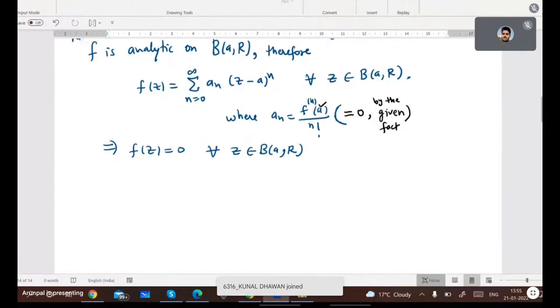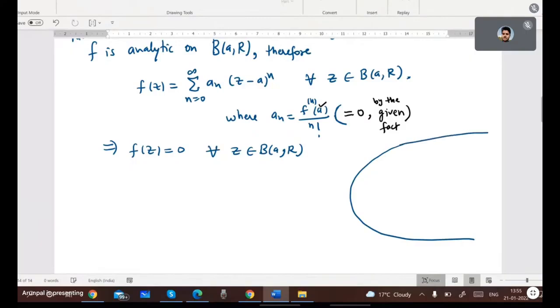And now class, take a note. What was the part A implies B, class? If you remember, A implies B was that if F is identically equal to 0 on G, then this implies that there exists a point A in G such that the derivative of all orders of F at A will be 0. Yes or no?